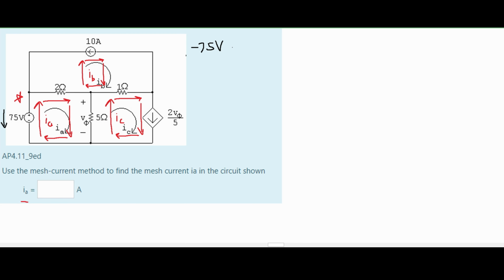Now we can add all of the resistors for our IA. We have this 2 ohm resistor and this 5 ohm resistor. So we're going to have a plus 7 ohms of resistance for our I of A. Now this is next to our I of B, which is going in the opposite direction. So we're going to have a negative 2 ohms times the current flowing through here, which is our I of B. And then we're going to do the same thing for I of C, but for the 5 ohm resistor. So we have a minus 5 ohms times I of C. This is everything we have in here, so we're just going to set this equal to 0.